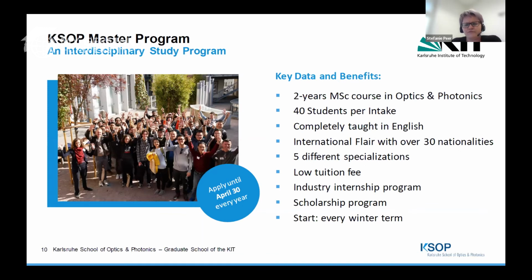Usually there are around 30 nationalities represented there, and you can choose one of the 5 specializations which equal the research areas within the Karlsruhe School of Optics and Photonics. There's a low tuition fee, so if you're from Europe, you only have to pay for the study fee, which is around 200 euros. If you're from outside Europe, it's 1,500 euros per semester.